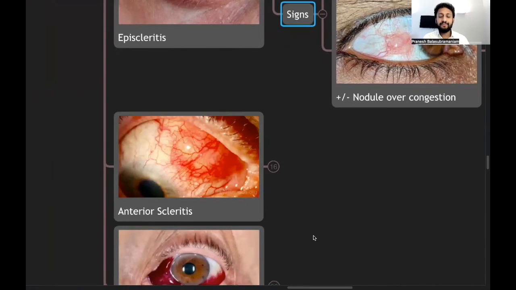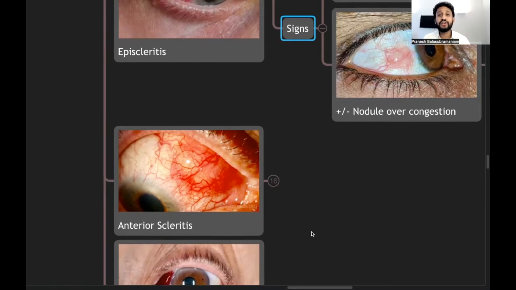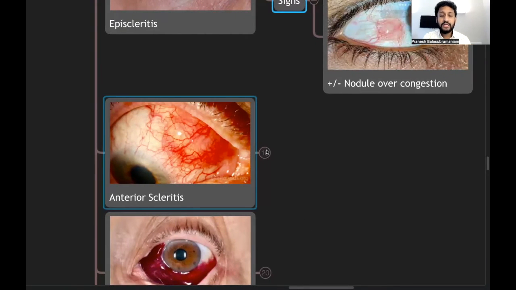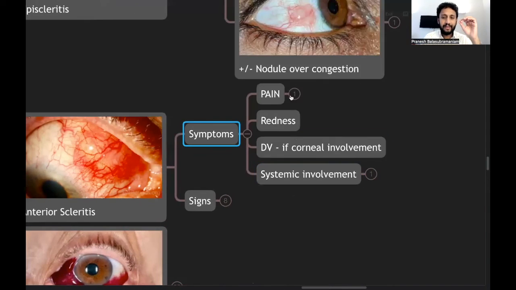On the contrary, anterior scleritis might look like episcleritis in some aspects, but it is much more deep-seated, much more ominous, much more dangerous because it can be vision-threatening, and can even be life-threatening as well. Anterior scleritis can come with posterior scleritis as well, but in posterior scleritis you will not see redness. In anterior scleritis, you will see redness. The symptoms are very typical. The patient will have pain.